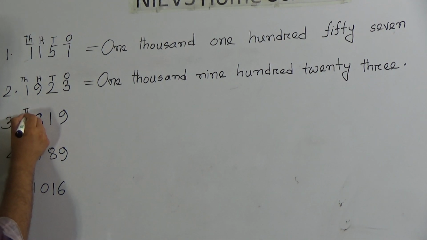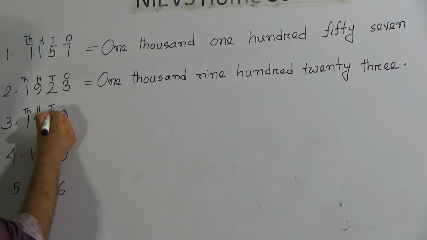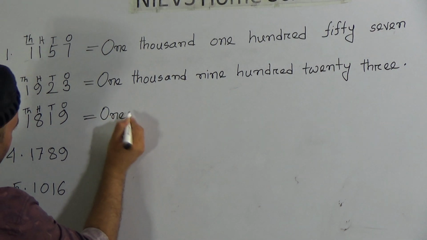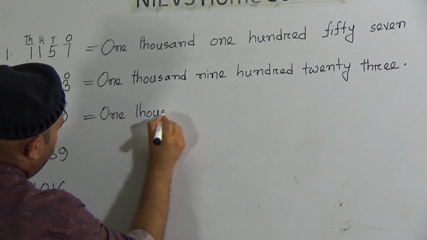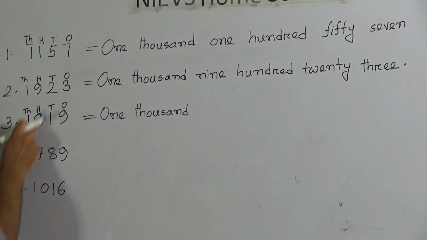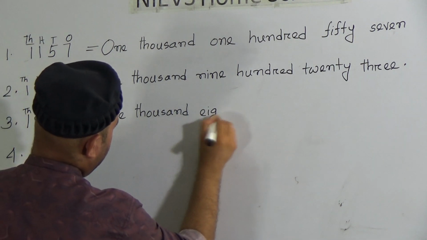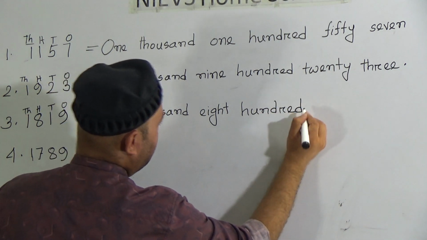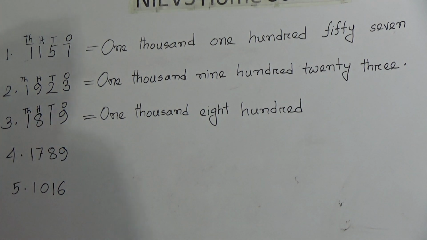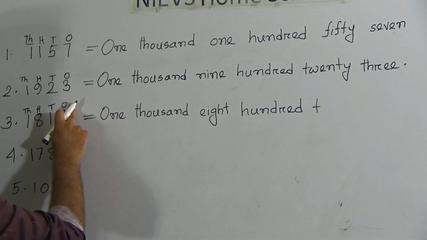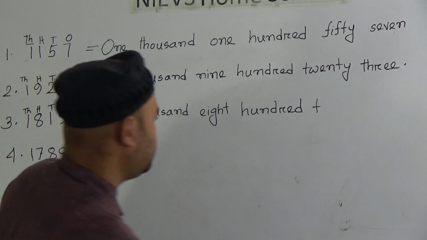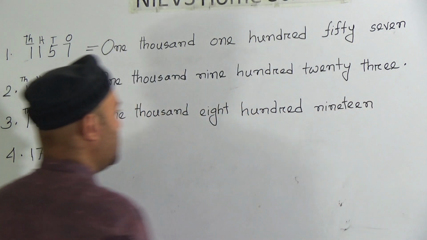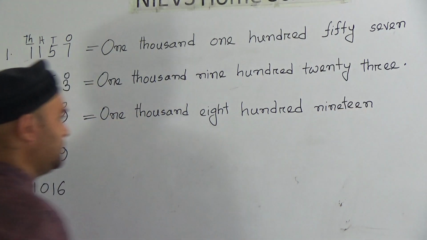Here is 1 in the 1000 place, 8 in the 100 place, 1 in the 10s place again, and 9 in the 1s place. Then we can write ONE THOUSAND, 8 is in the 100 place, so 800, EIGHT HUNDRED, 1 in the 10s place, 1 ten means 10, and 9 is in the 1s place, that means we can write here 19, NINETEEN. So it is 1819.